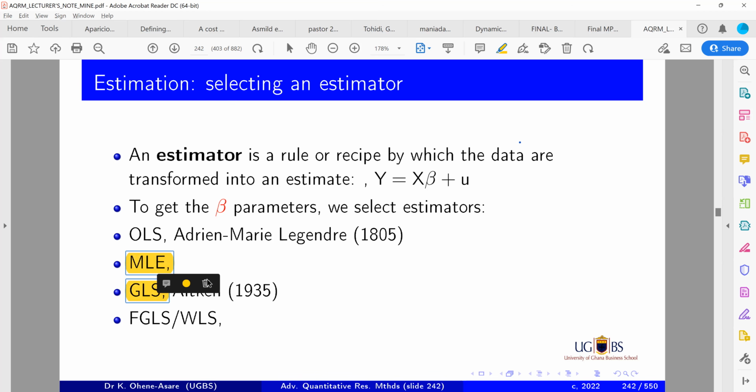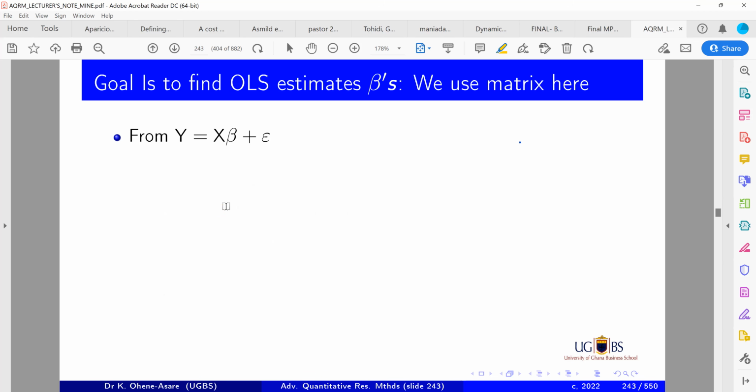GLS is another means of estimating. That came later, in 1935. Then you have feasible GLS, which is also sometimes called weighted least squares. These are all several ways of estimating the beta parameter. What it means is that how you estimate this beta parameter is important. So different models have been proposed in the estimating procedure. Let me show you in matrix form.